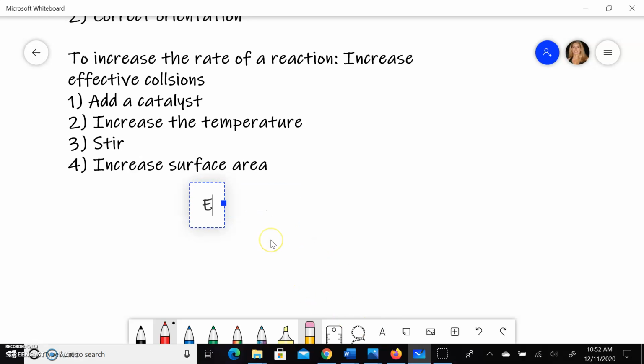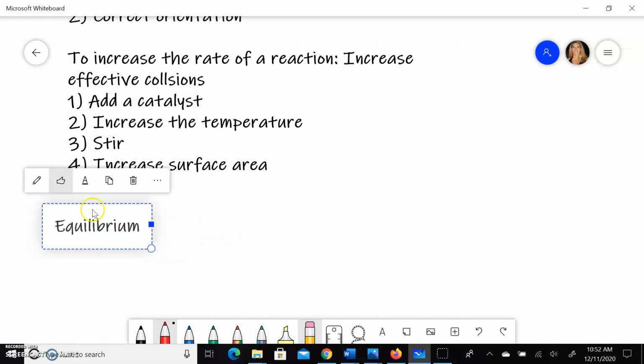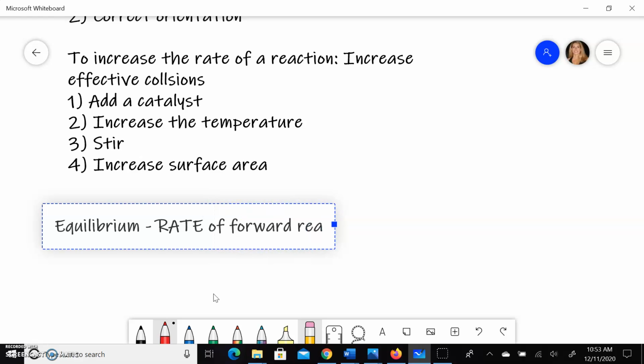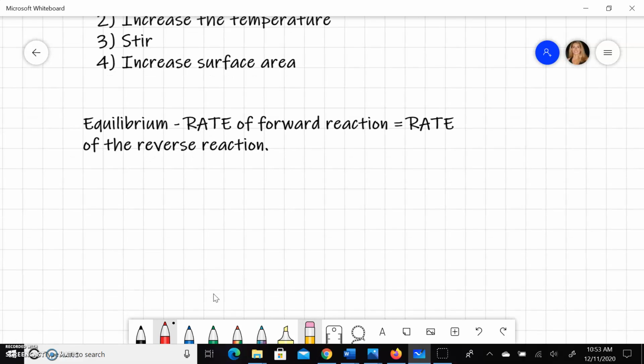All right, our next word is equilibrium. And this is kind of a big topic in chemistry. We only briefly touched on it, but you should understand what it is and how to write an equilibrium expression. So equilibrium says that the rate, which is your keyword here, of the forward reaction is equal to the rate of the reverse reaction. And we show this by doing a double arrow that's going to go forward and reverse.